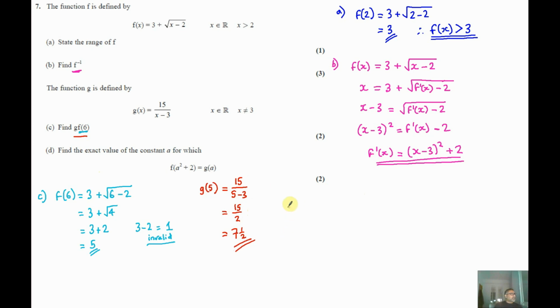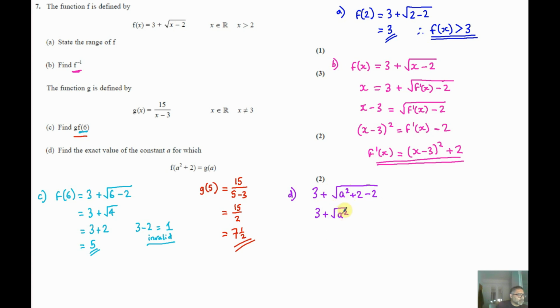Now, the last bit here for part D says find the exact value of the constant a for which f of a squared plus 2 is equal to g of a. So let's set that up as an equation. f of a squared plus 2 will be 3 plus the square root of a squared plus 2, and then we need to minus 2 as per the function. So that gives us 3 plus square root of a squared.